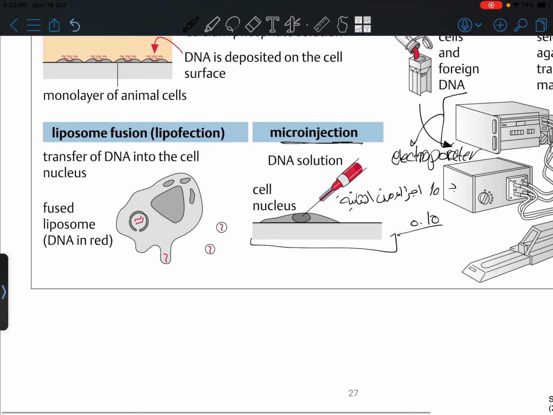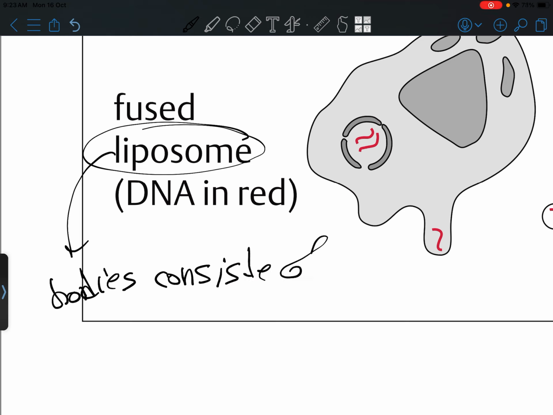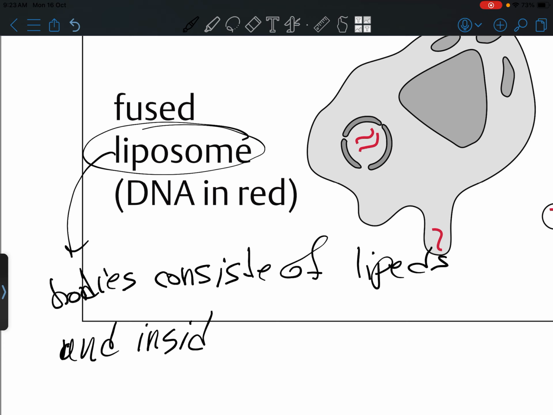Or we can do something called what? Liposuction. Liposuction means we put the DNA inside what? Synthetic, let's say, liposomes. Liposomes are bodies that only consist of what? It's a ball of phospholipids or lipids. Okay? So these liposomes have only what? A membrane consisting of lipids, and inside this membrane we put what?